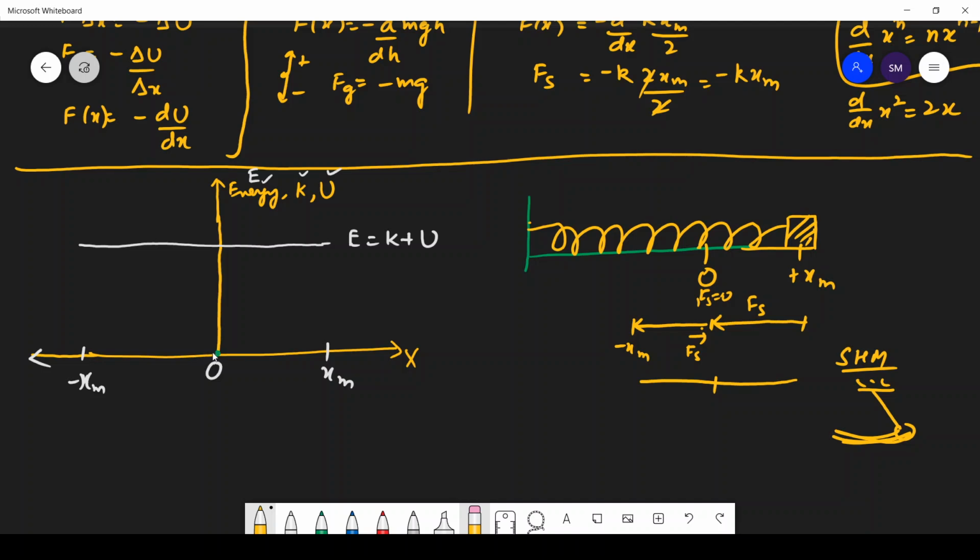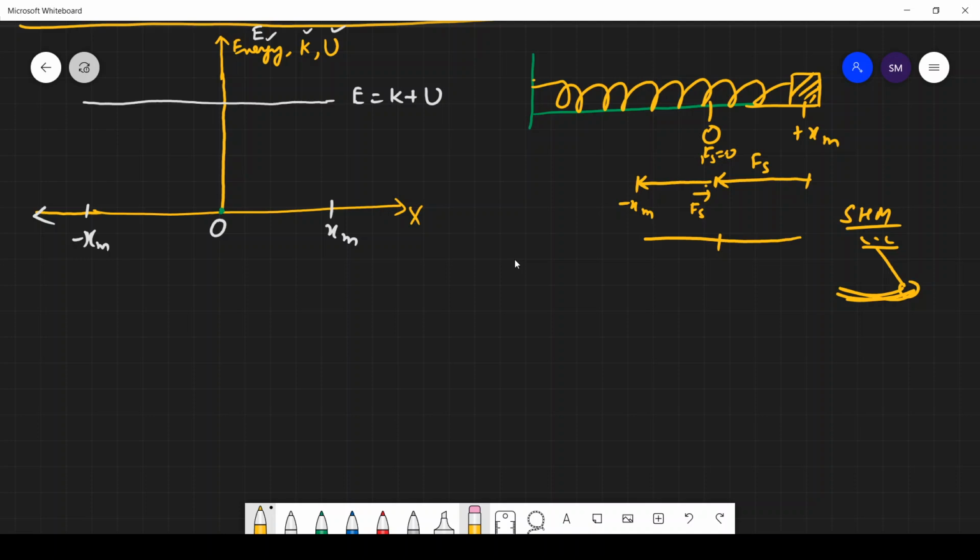So let us find what will be the maximum speed, and at maximum speed we will have maximum kinetic energy. Obviously at this point you will have the maximum speed, even for the bob also you will have maximum speed over here. So kinetic energy is maximum at this point. If you draw, kinetic energy is maximum and potential energy is 0, right?